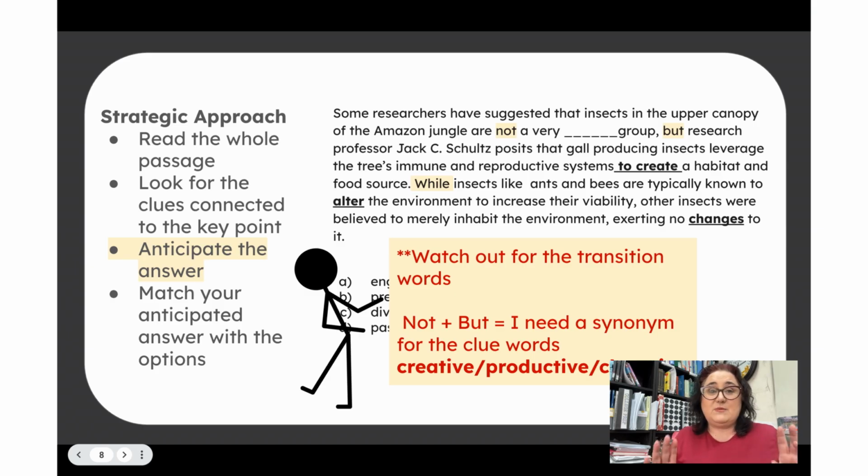Here we have a very typical transition pattern. We have a "not" plus the blank plus the "but," which tells me that what goes in the blank has to be similar to what comes after the "but." So because of that, I know that I need a word that's similar to create, alter, no changes, which means to fix, to improve, to make, right? And so they're saying that they thought that the insects were not a creative bunch, a productive bunch, a changing bunch, but instead they are.